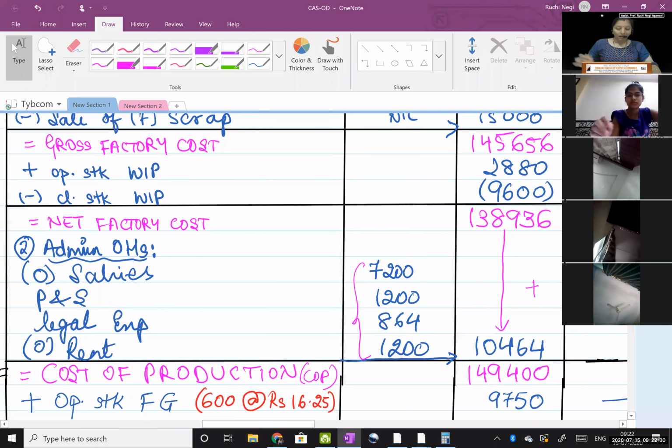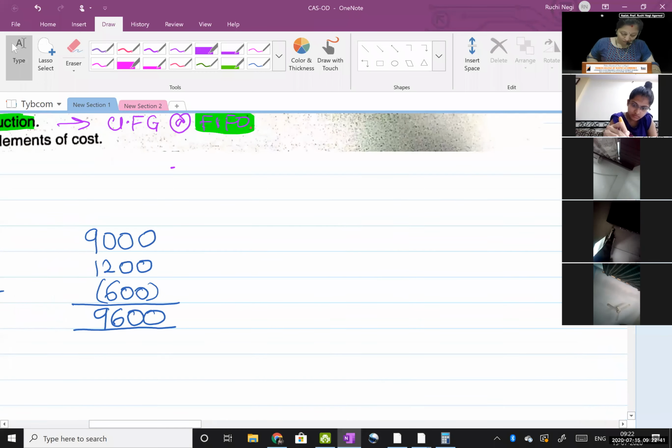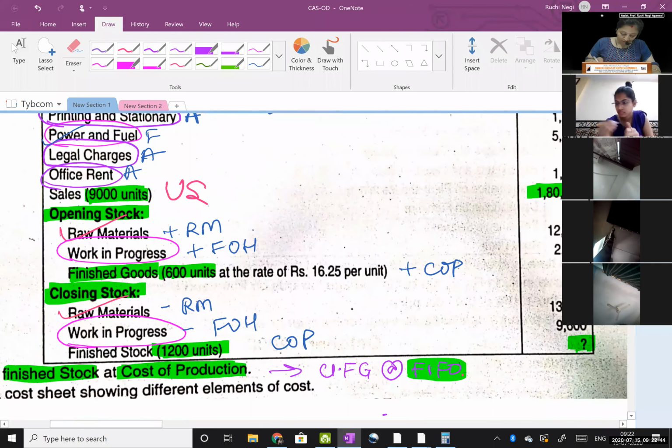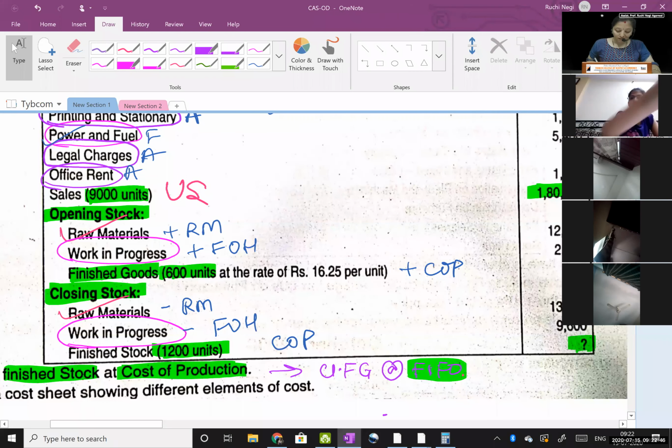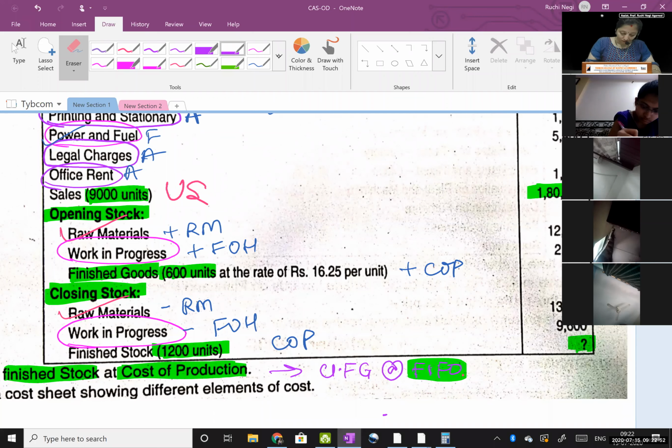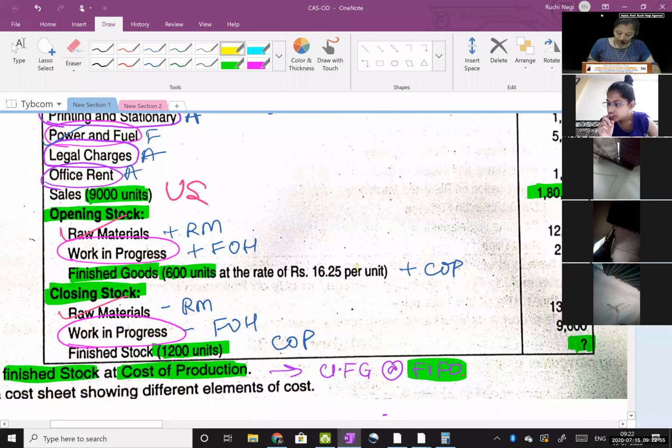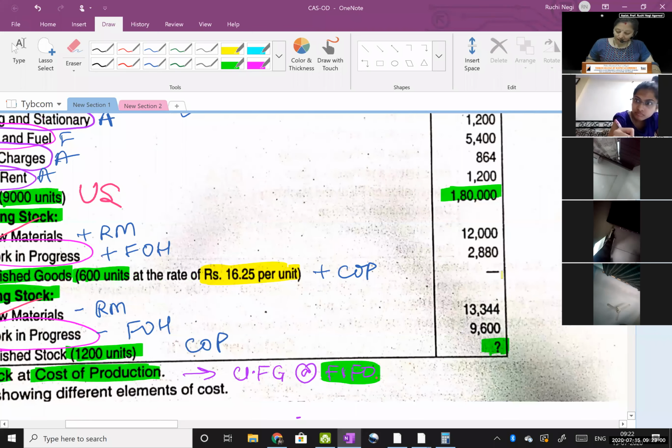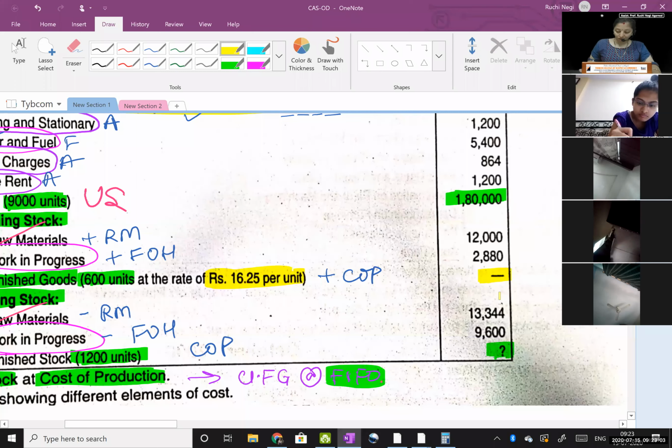Next, add opening stock of finished goods. Let us check. Yeah, it's given. See, opening stock of finished goods 600 units. And what is the rate? 16 rupees 25 paisa. And if you see here, they have given you a dash in the amount column. Why? Because we have to calculate that figure.